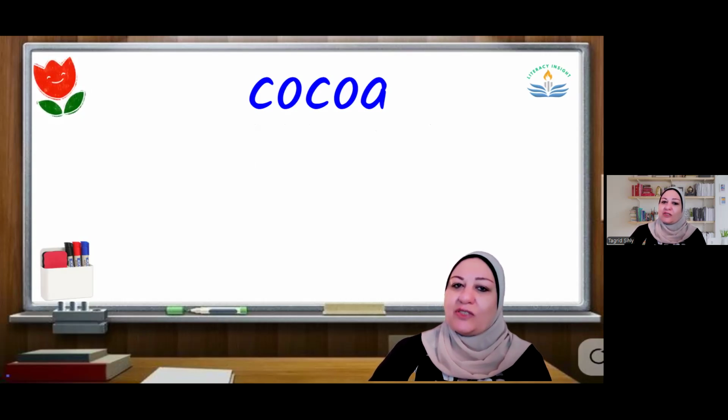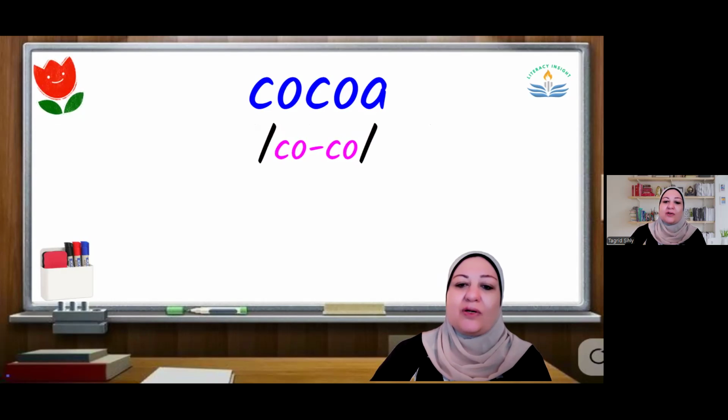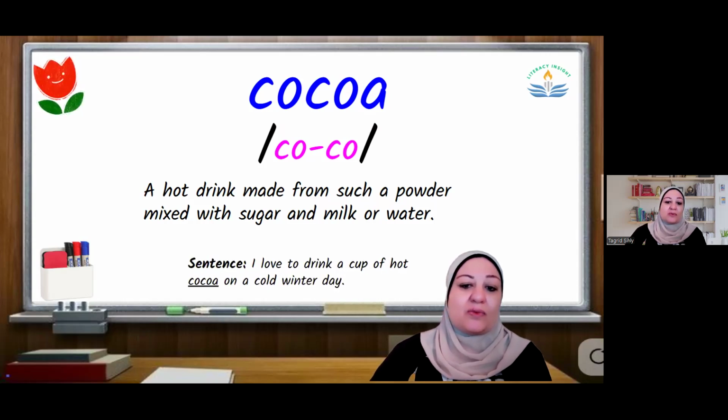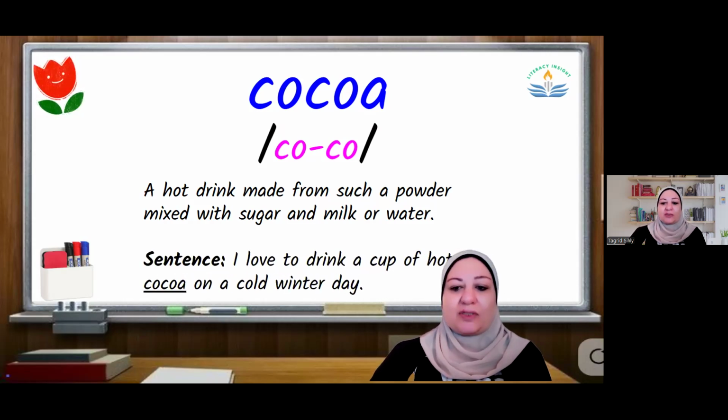Okay, this one is a little bit tricky because of the A at the end. This word is pronounced cocoa. Cocoa. What is cocoa? Cocoa is a hot drink made from a powder mixed with sugar and milk or water. So a sentence using the word cocoa, I love to drink a cup of hot cocoa on a cold winter day. Cocoa in Arabic is cacao.